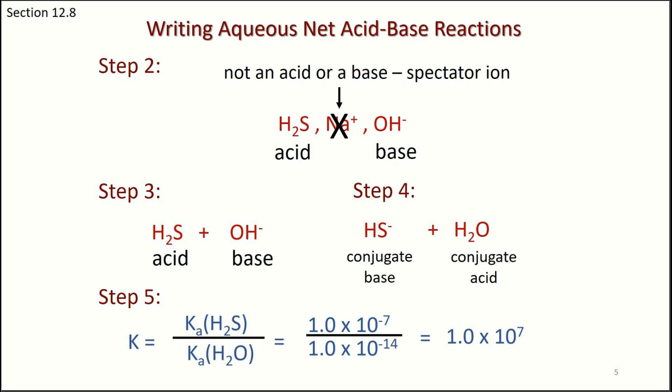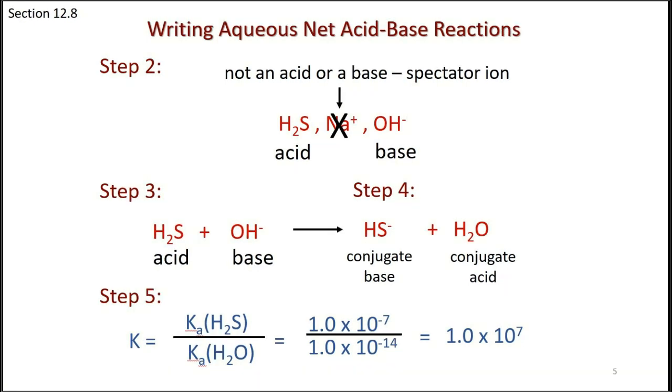This value is greater than 10 to the 3rd. Therefore, this reaction will exist in the forward direction. It will not exist in equilibrium. We will represent that with a forward arrow.